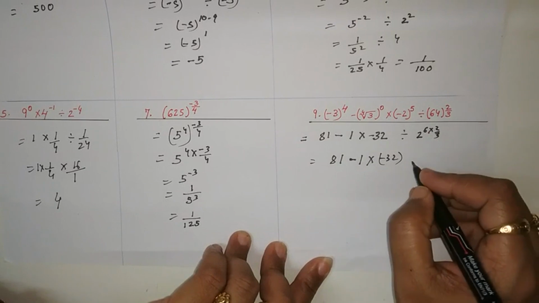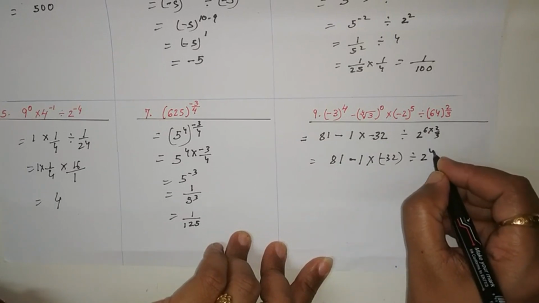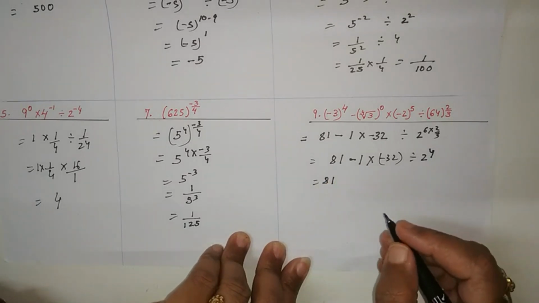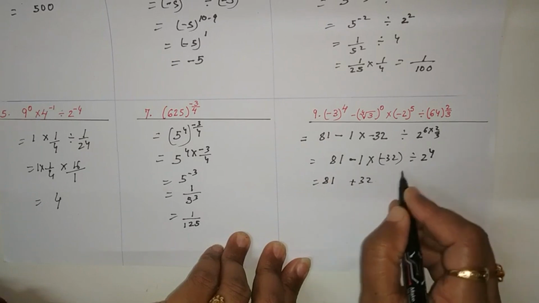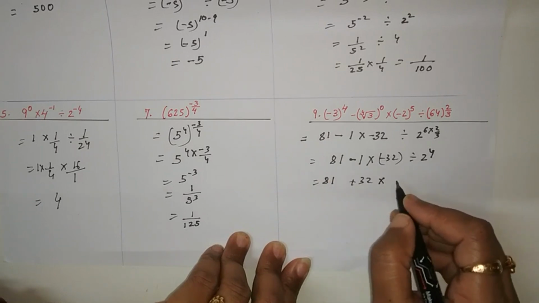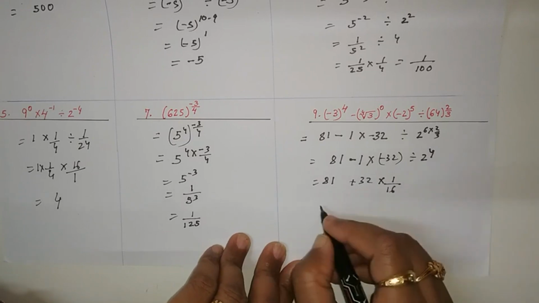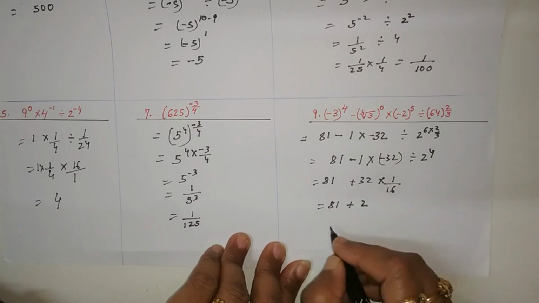This 3 and 3 cancels, so it is divided by 2 to the power of 4, that is equal to 81. Minus 1 into minus 32 is plus 32. Division changes into multiplication, and it is 1 by 2 to the power 4, that is 16. So 81 plus 16 and 32 is cancelled by 2, and your answer is 83.